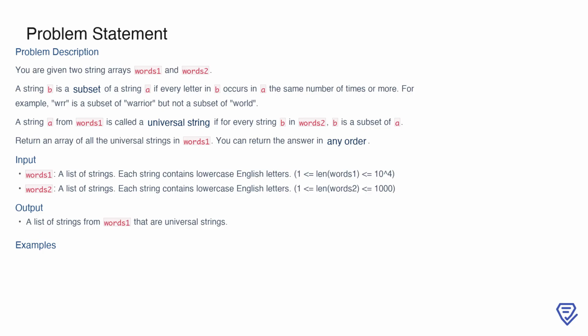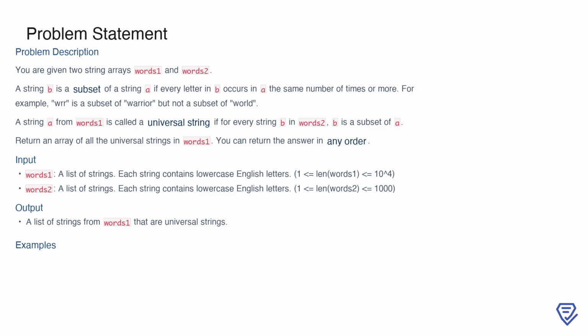A universal string in words 1 is one that satisfies the subset condition for every string in words 2. In other words, each universal string must contain all the required letters from words 2 and the necessary frequencies. Your task is to return a list of these universal strings from words 1, and the order of the strings in the output does not matter.